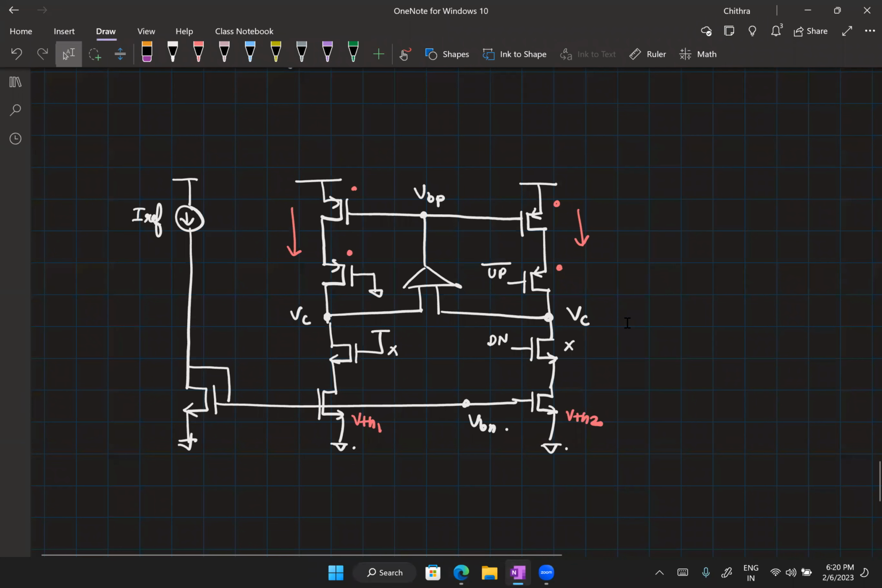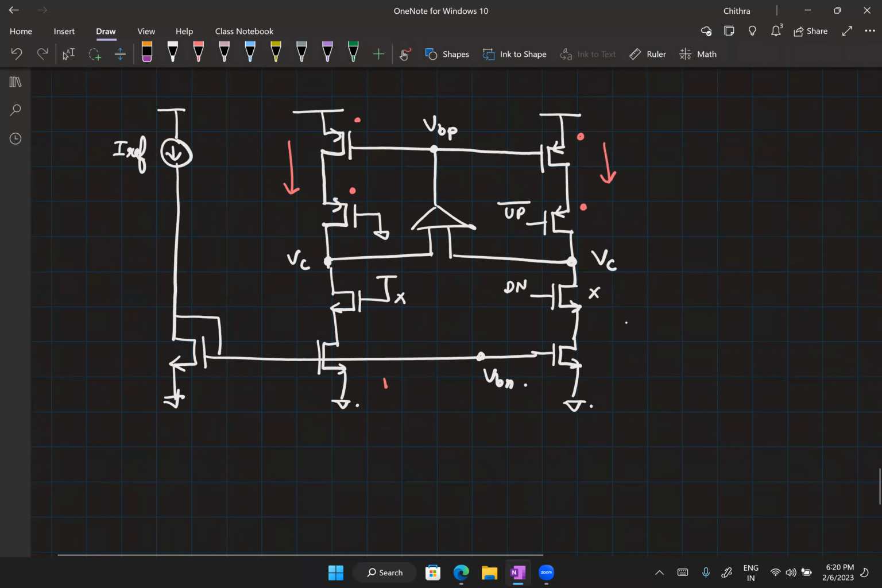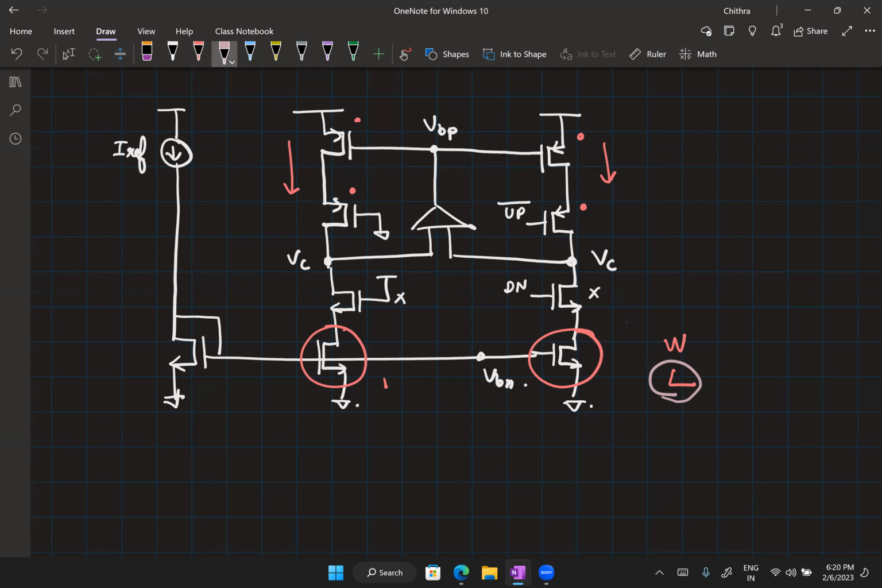Okay, so let's get back to our charge pump circuit. Now we want to match, say, these two transistors. So we have two choices. We can increase width, we can increase length. What should I do? Increase width? So let's talk about the length first. Should I or should I not increase the length?